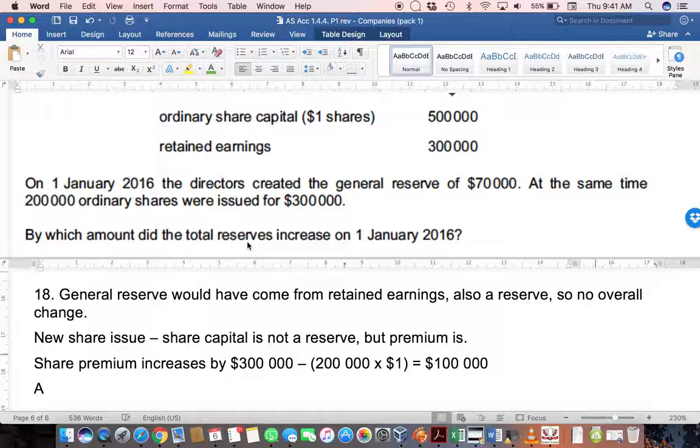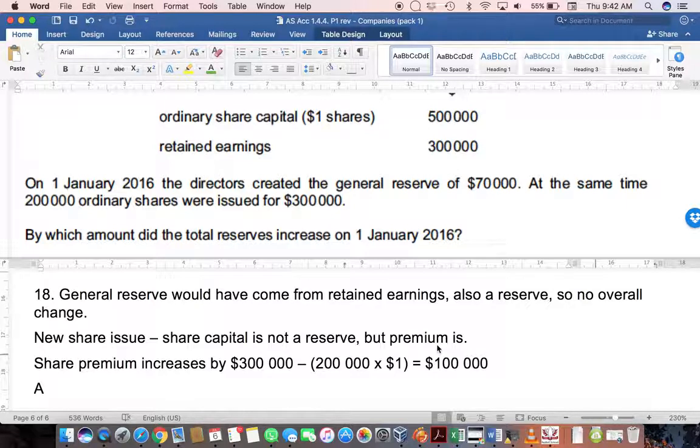Remember, reserves is everything else in equity that is not the share capital. So we need to have a look and see what these changes will actually affect. The first part where they create the general reserve, keep in mind that this would have come from retained earnings. So your retained earnings would decrease, but your general reserve would increase. So they would cancel each other out, and there's actually no overall effect or change at all. So we won't use that $70,000. With the new share issue, the share capital itself is not a reserve, so we won't look at that figure at all, but the premium is.